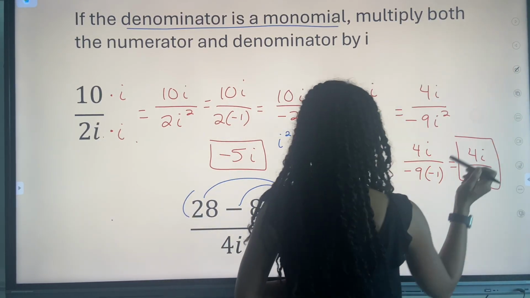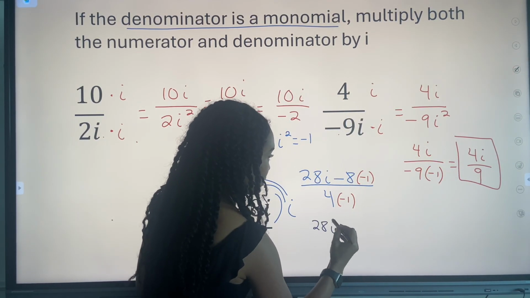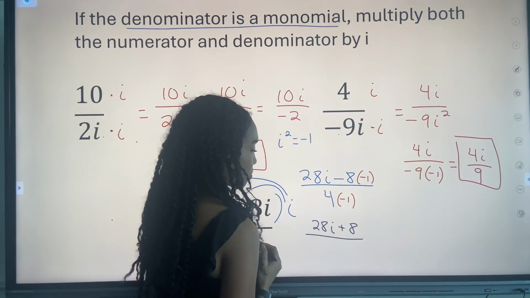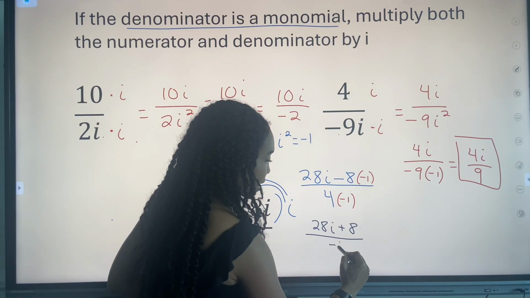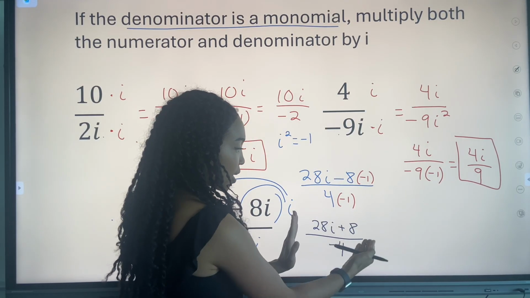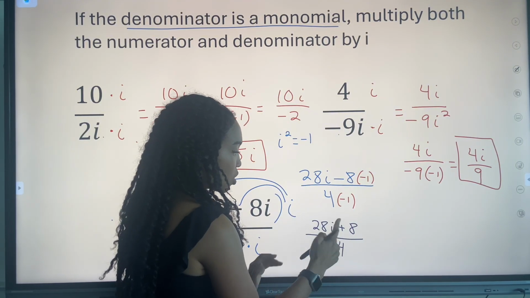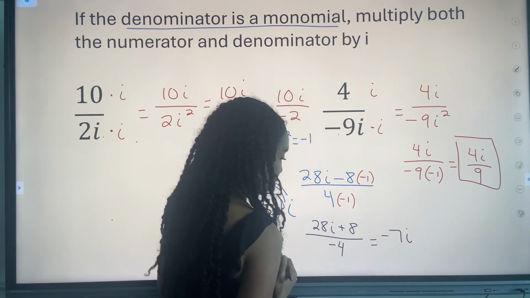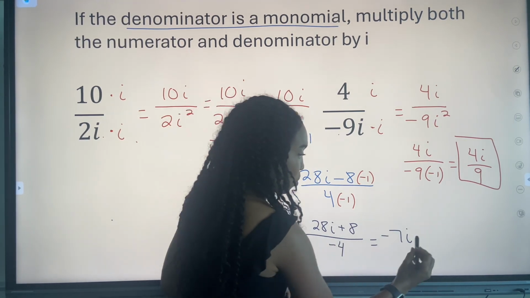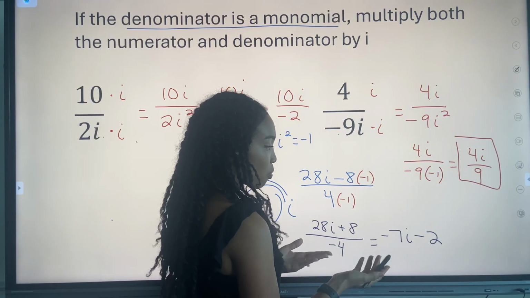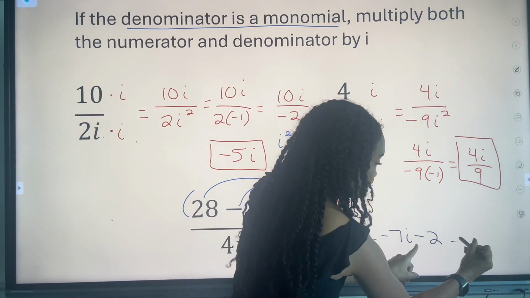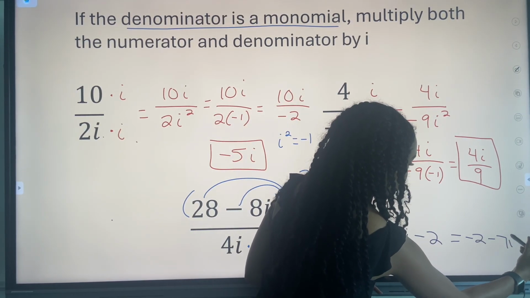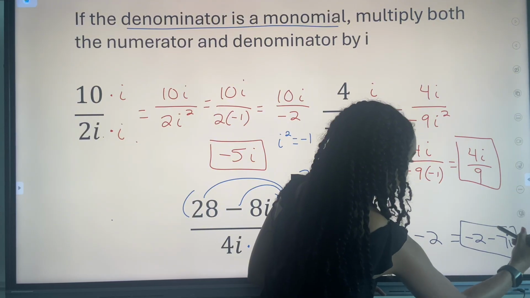So my result is I have 28i, and a -8 and a -1 will create a +8. 4 times a -1 will make a -4. And we're not going to leave our answer like this. We can simplify. 28 divided by a -4 is a -7i. 8 divided by a -4 is a -2. And the proper way to write this is to put the real number, the real part in the front, and the imaginary part in the back. So this is the proper format.